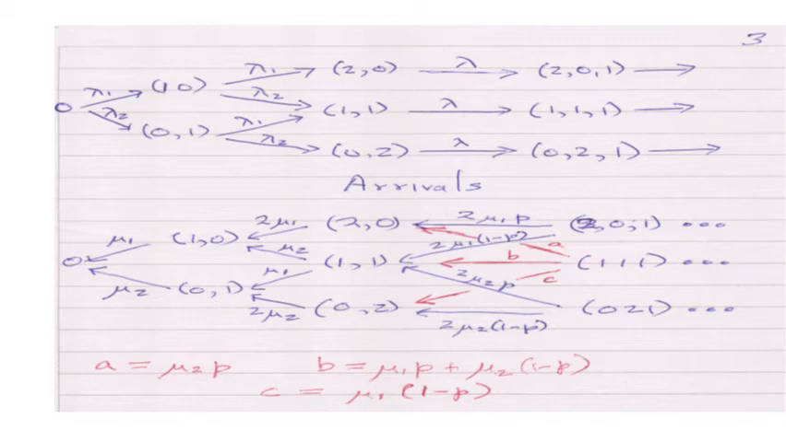The B is, again, more complicated. This 1-1-1 will go to a pair 1-1 if you have a short completion and the extra customer is short, or a long completion and the extra customer is long. And so B will be given by this expression here, mu1 p plus mu2 times (1 minus p). And similarly for the entry C, which would stand for mu1 times (1 minus p).